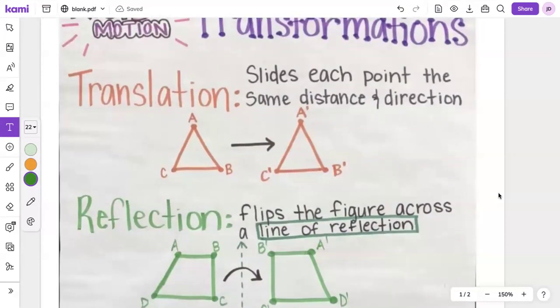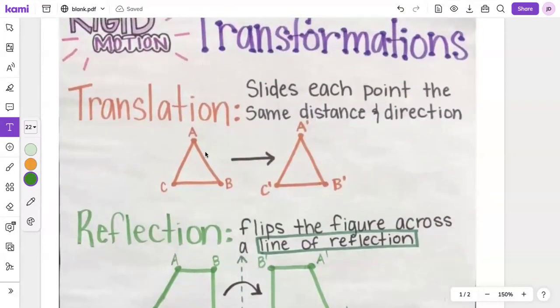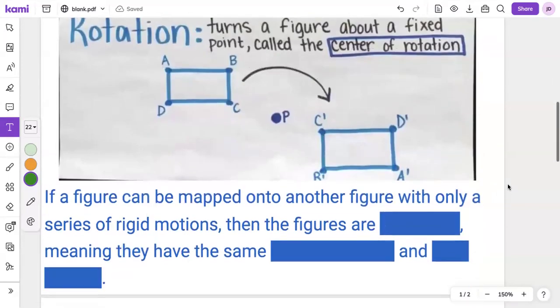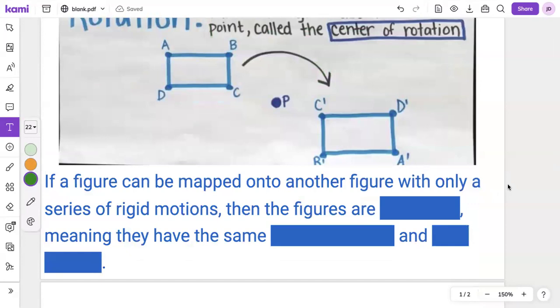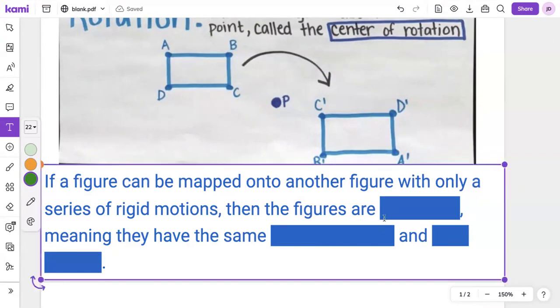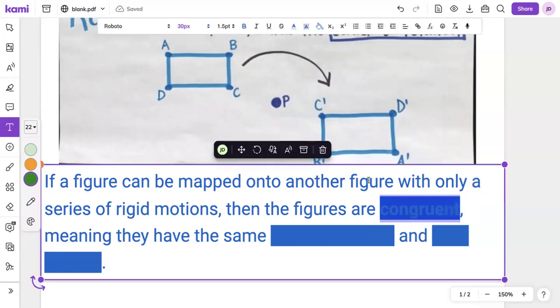We'll talk more about these down the line, but the one that's important for today is translation, which is just that we're sliding something, we're moving it up, down, left, right, moving it around in some manner, but nothing is changing about it. This last part is really important for this lesson. If a figure can be mapped onto another figure, so that's just saying if you can move it and they overlap perfectly, with only a series of rigid motions, so rotations, reflections, translations, and nothing else, then the figures are congruent.